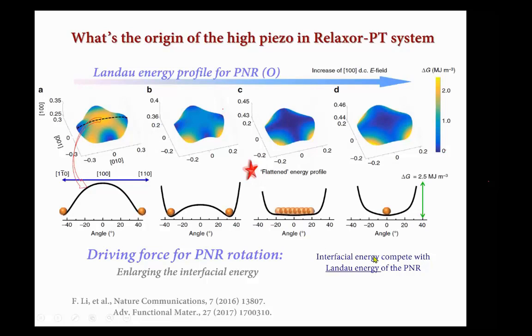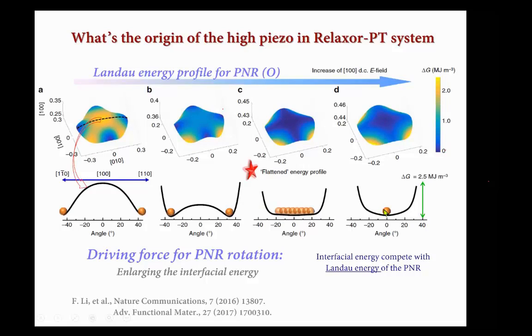Particularly important is that at some specific electric field, because the interfacial energy and the Landau energy compete, the local free energy profile is very flat. So the polar nanoregion is very easy to rotate from one state to another state. However, it should be noted here.